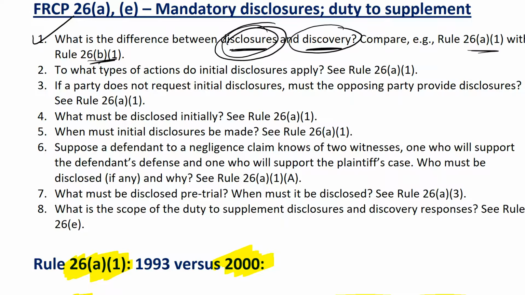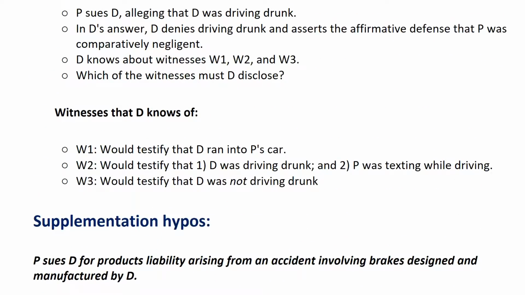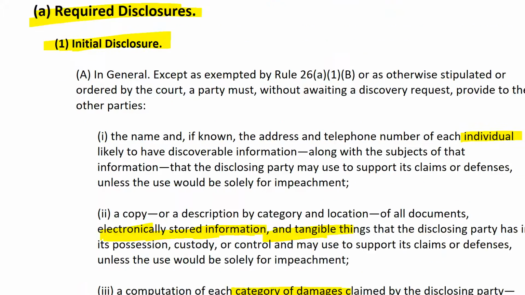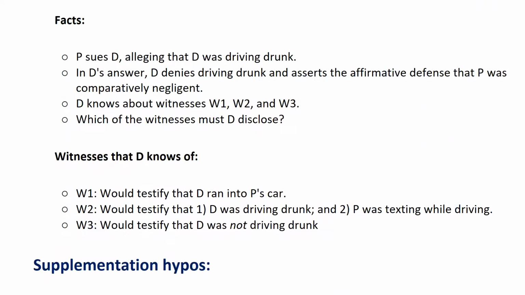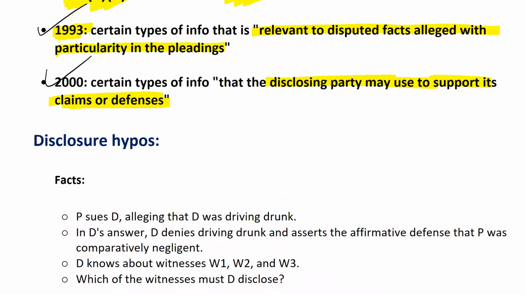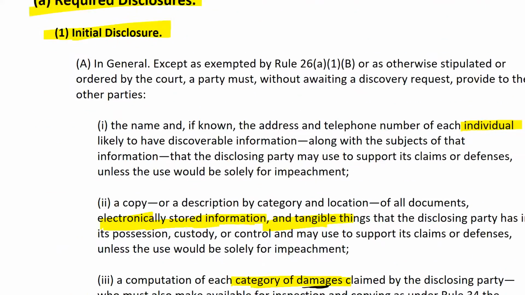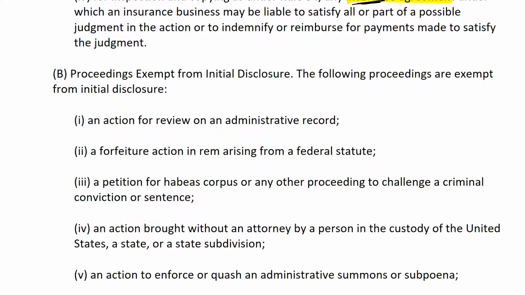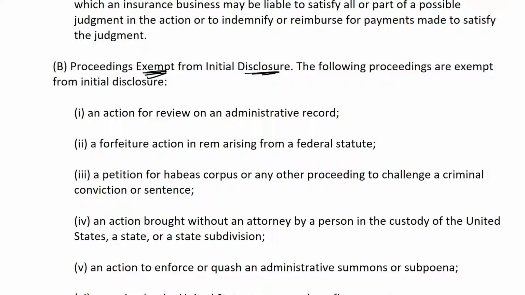We've peeked ahead at the categories of information that are initially disclosable, right? We've looked a little bit at the difference between 1993 and 2000. Let's very briefly note types of suits where disclosure is not required, right? They're exempt from an initial disclosure. And we're going to see that most of those involve some sort of governmental litigation, right?